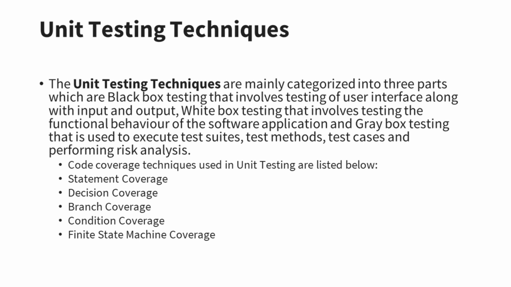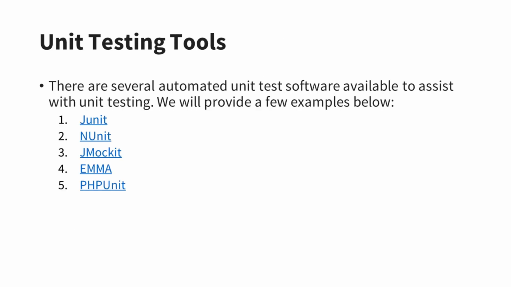Code coverage techniques used in unit testing are listed below. 1. Statement coverage. 2. Decision coverage. 3. Branch coverage. 4. Condition coverage. 5. Finite state machine. Unit testing tools: there are several automated unit test software available to assist with unit testing. We will provide a few examples like JUnit, NUnit, JMockit, EMMA, and FUnit.